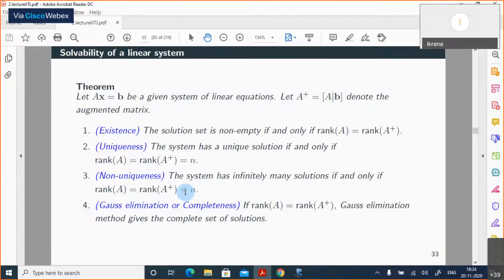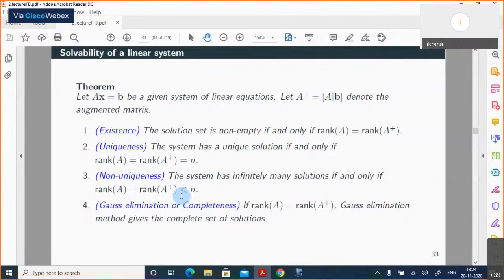So that means what? Say for example, it involves two variables, then one of the variables can be given an arbitrary value and the other one can be computed. So essentially it says that if this rank is r, which is the number of non-zero rows, less than n, then there will be n minus r independent variables. And the variable which has the pivot is determined in terms of the non-pivotal variables.